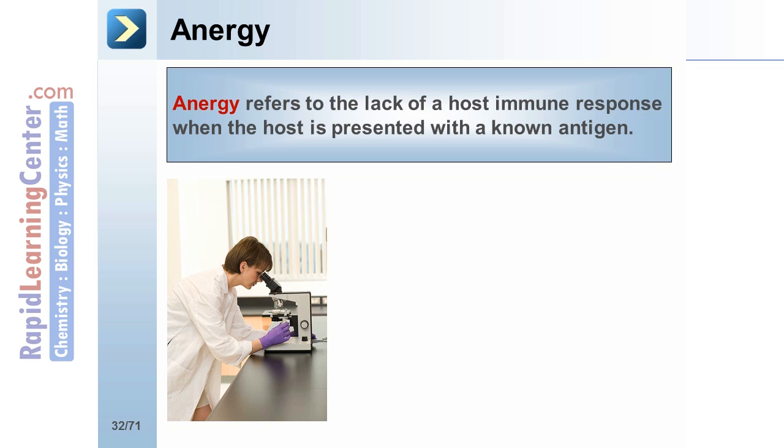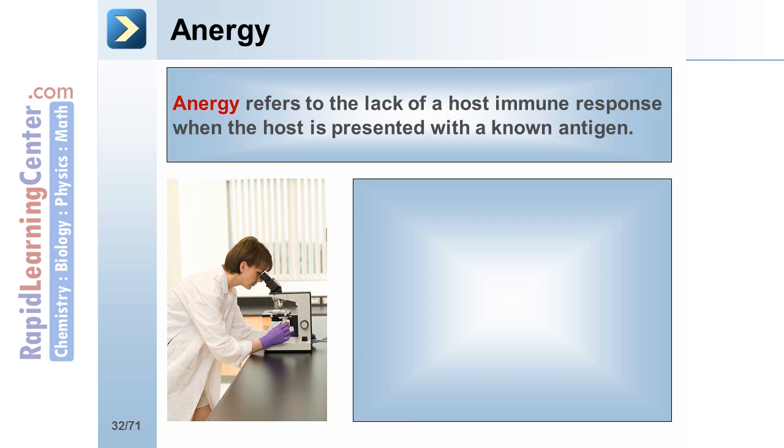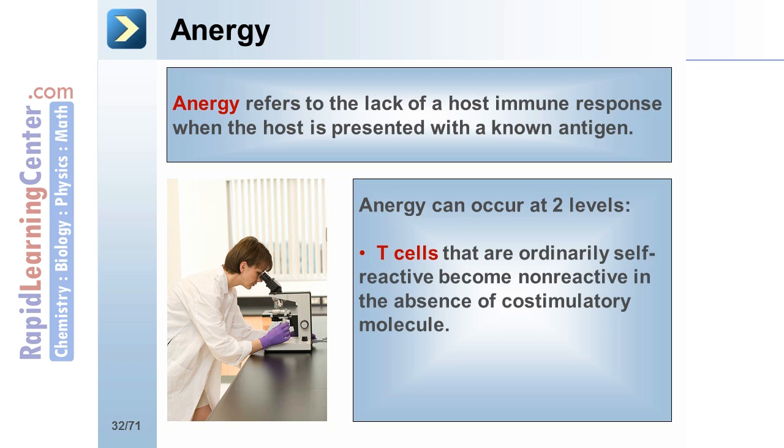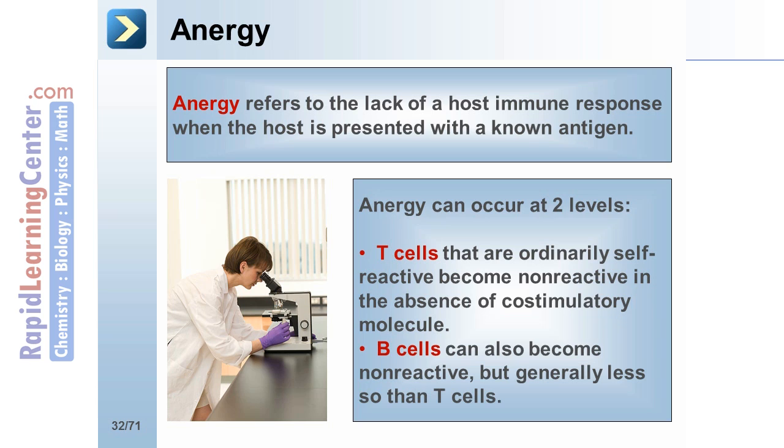We conclude this section with a discussion of anergy. Anergy refers to the lack of a host immune response when the host is presented with a known antigen. Anergy can occur at two levels. 1. T cells that are ordinarily self-reactive become non-reactive in the absence of co-stimulatory molecules. 2. B cells can also become non-reactive, but generally less so than T cells.